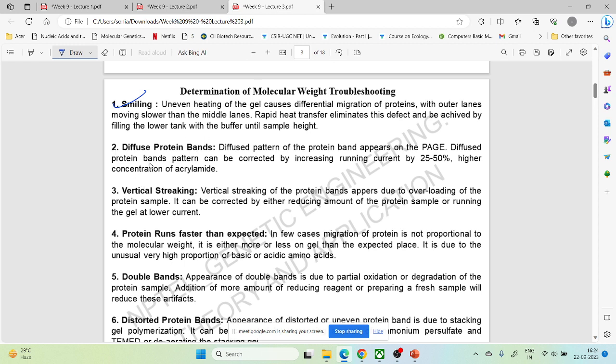So diffuse bands, how are diffuse bands formed? They have not written that. Diffused bands can be corrected by increasing the concentration of acrylamide. Obviously, because acrylamide will reduce the pore size, and therefore you can have a lot of sharpness and crispiness in the bands. So you will not have diffused bands.